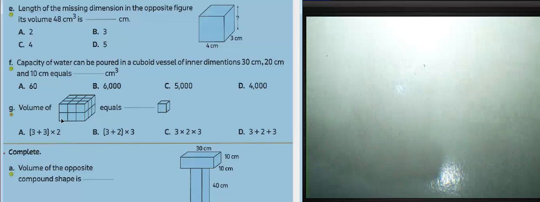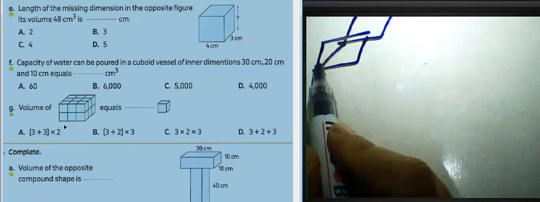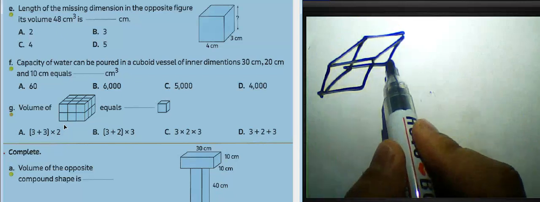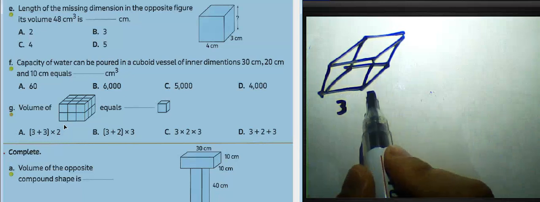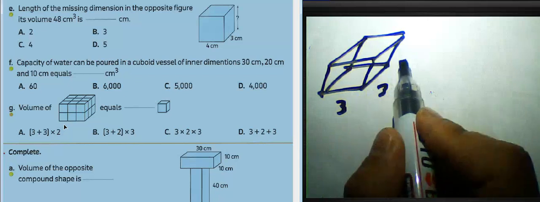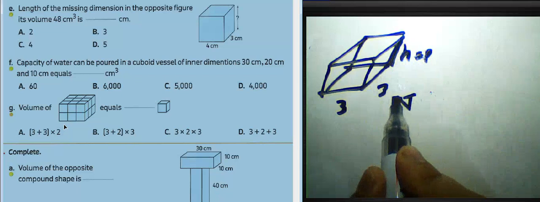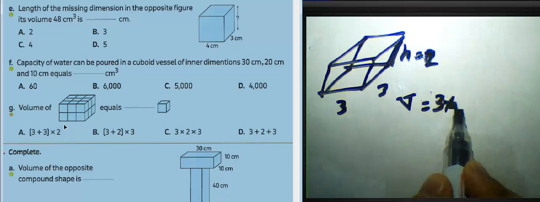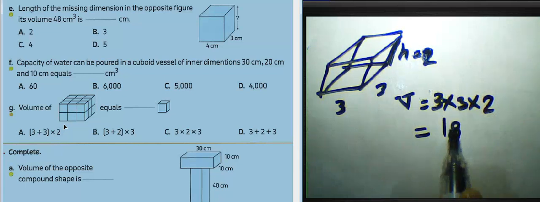We can count lengths here, 1, 2, 3. We have 3. Look at here, have a cuboid. The length was 3 units and width was 3 units. The base was a square and the height was 2 units. So the volume will be 3 times 3 times 2. 3 times 3 equal 9. 9 times 2 equal 18.